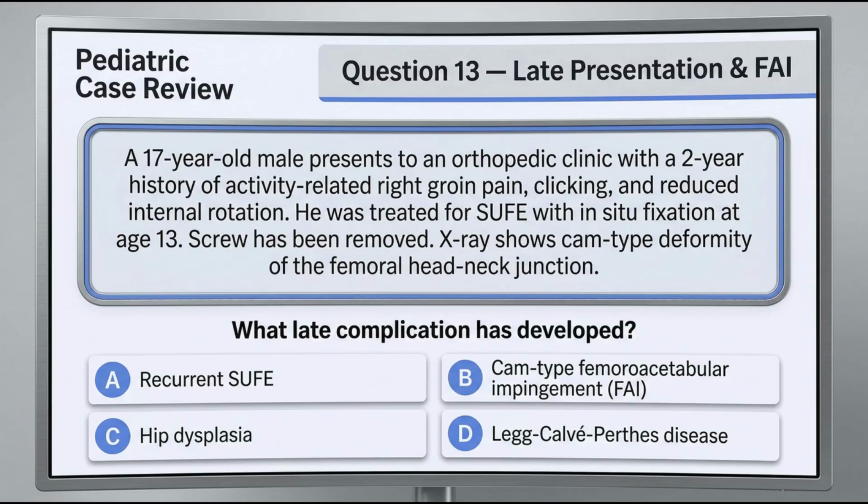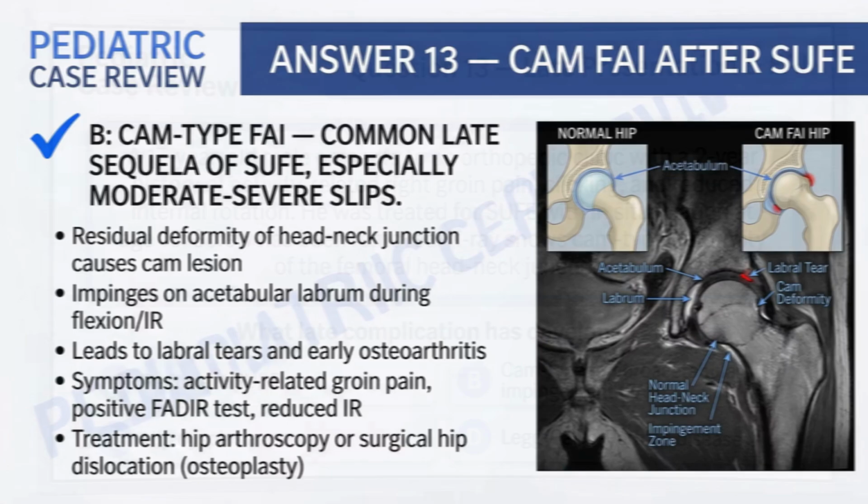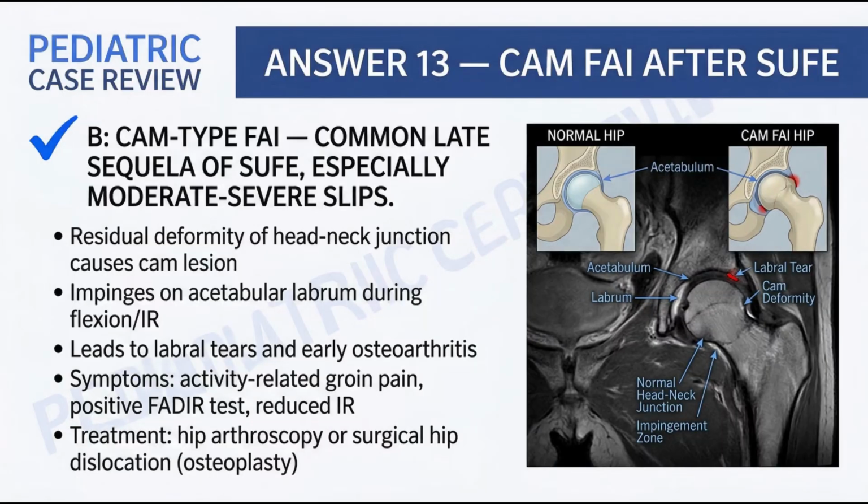Option A, recurrent slipped upper femoral epiphysis. Option B, cam-type femoral acetabular impingement. Option C, hip dysplasia. Option D, Legg-Calvé-Perthes disease. The correct answer is option B, cam-type femoral acetabular impingement, which is a common late sequela of slipped upper femoral epiphysis, especially after moderate to severe slips.